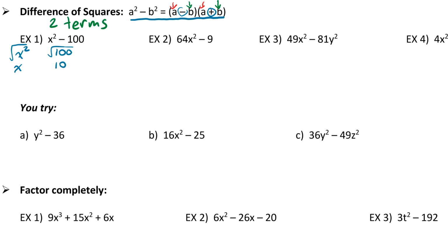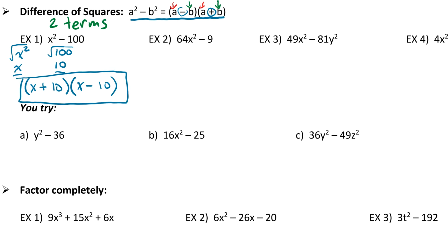So in order to do difference of squares, we're going to create two parentheses. The x that we found is going to go in the first spot in both parentheses. The 10 that we found is going to go in the second spot. We put a plus in one of them and a minus in the other. And we're done. That's all there is to difference of squares.